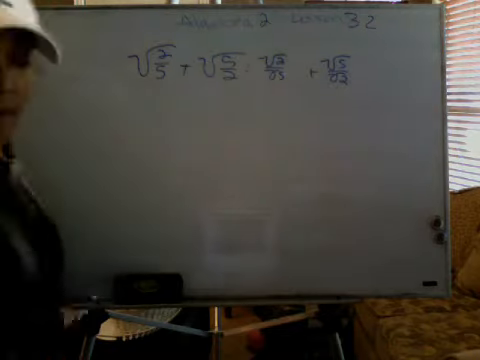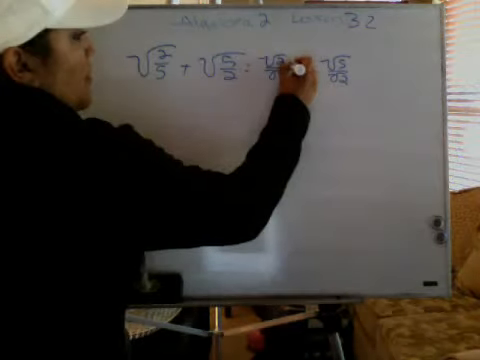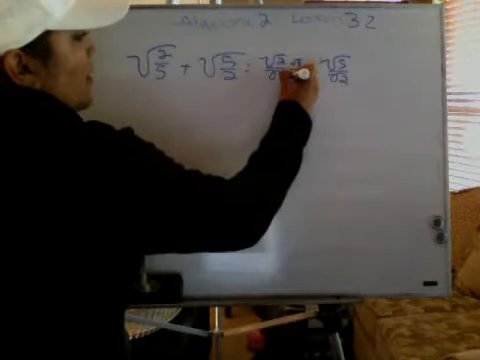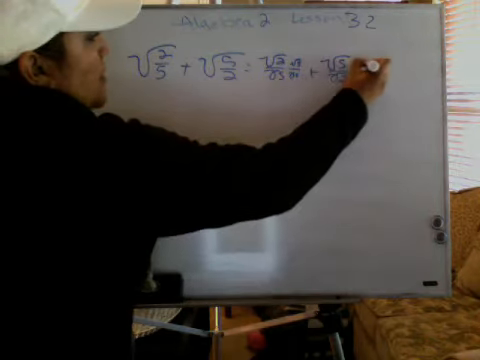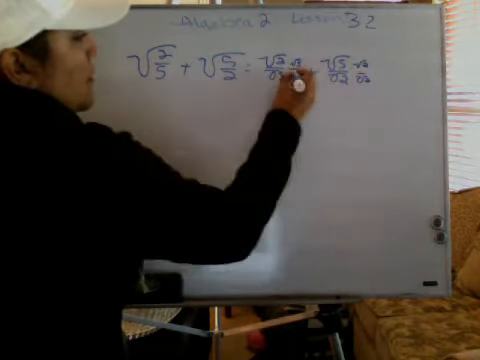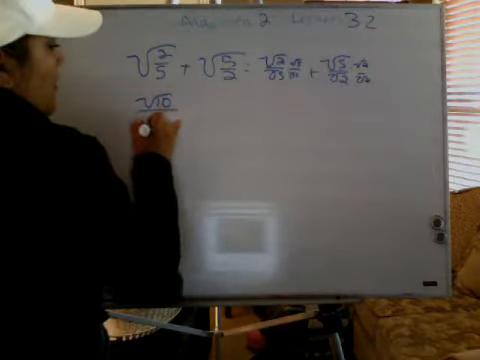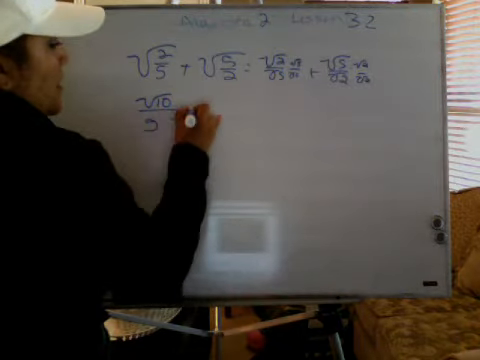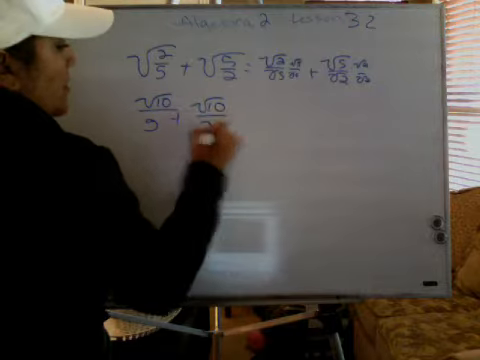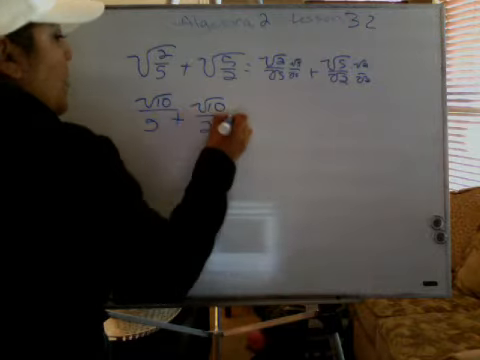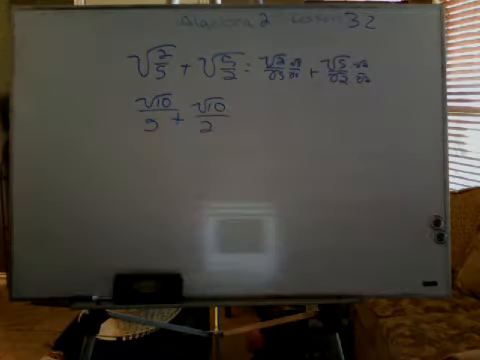So on the first one, I'm going to multiply both by the square root of 5. I'm going to multiply this by the square root of 2. So we simply get square root of 10 over 5 plus square root of 10 over 2. So now we have fractions. And how do we add fractions? We have to have a common denominator. We don't have a common denominator.